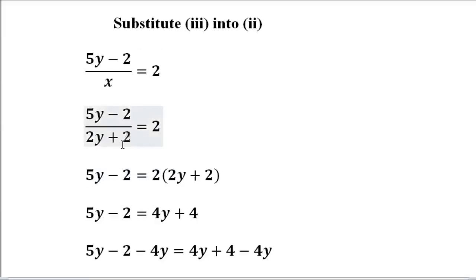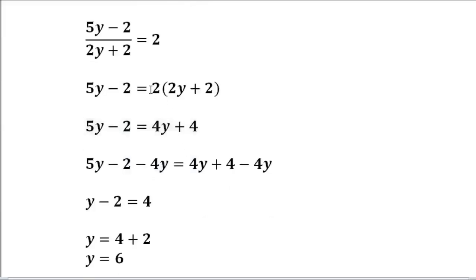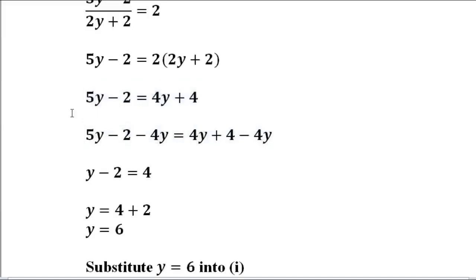According to the cross multiplication, we get 5y minus 2 equals 2 times (2y plus 2). Now, it's time to multiply 2 by 2y and by positive 2. 2 times 2y is 4y and 2 times 2 is 4. I'm solving this equation for the variable y, so I'm going to subtract 4y from both sides because I want to eliminate positive 4y from the right side.